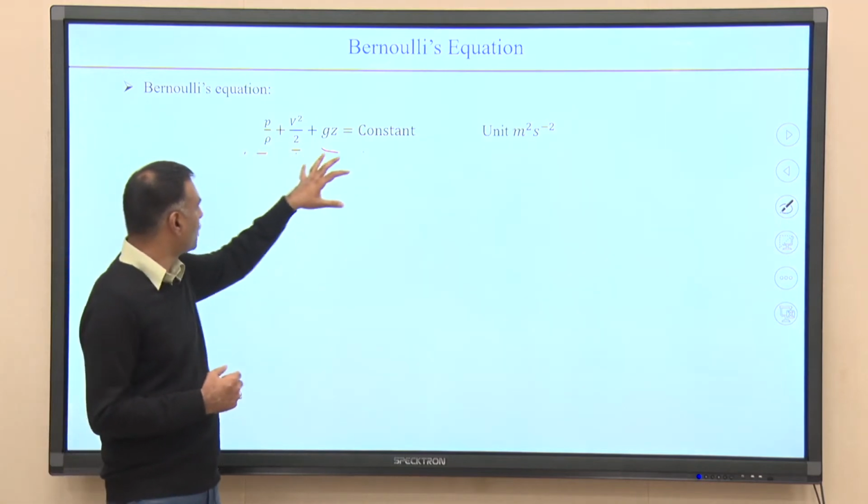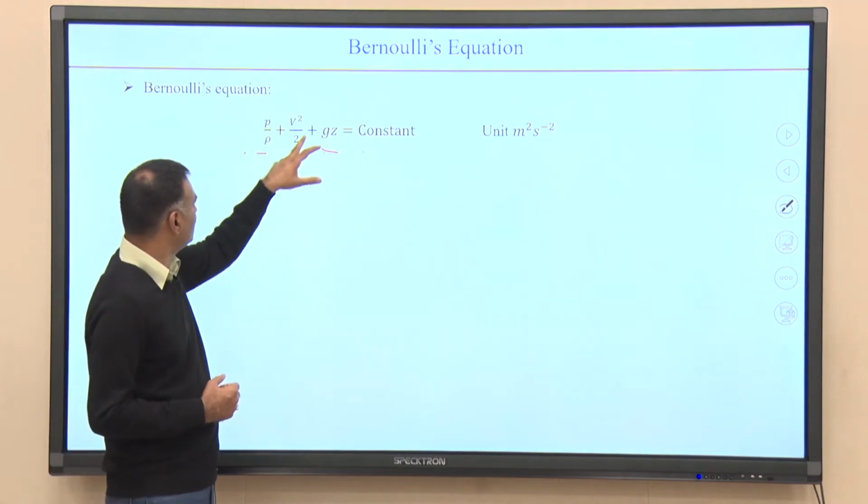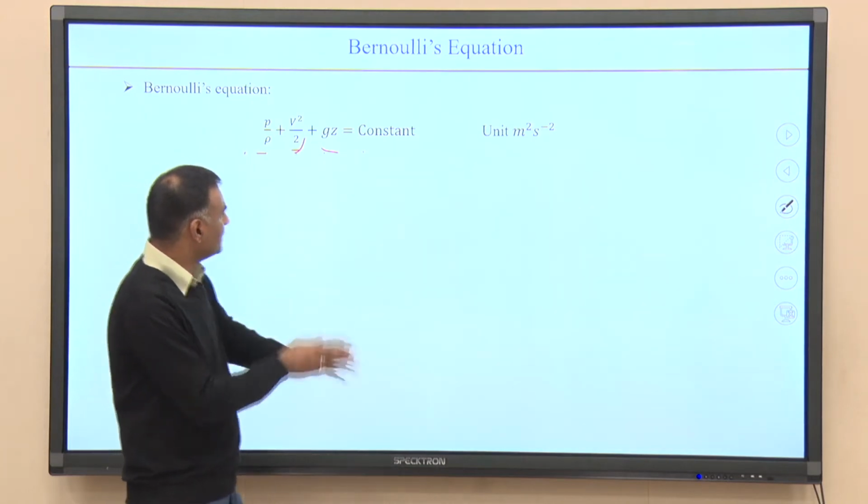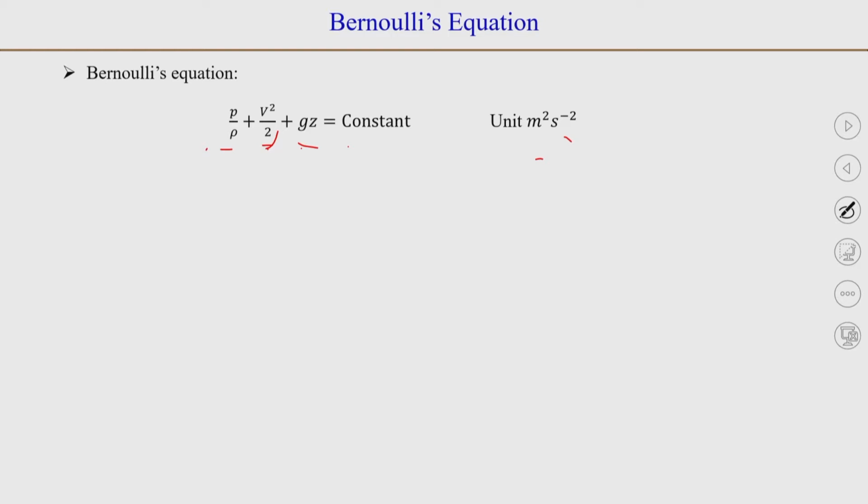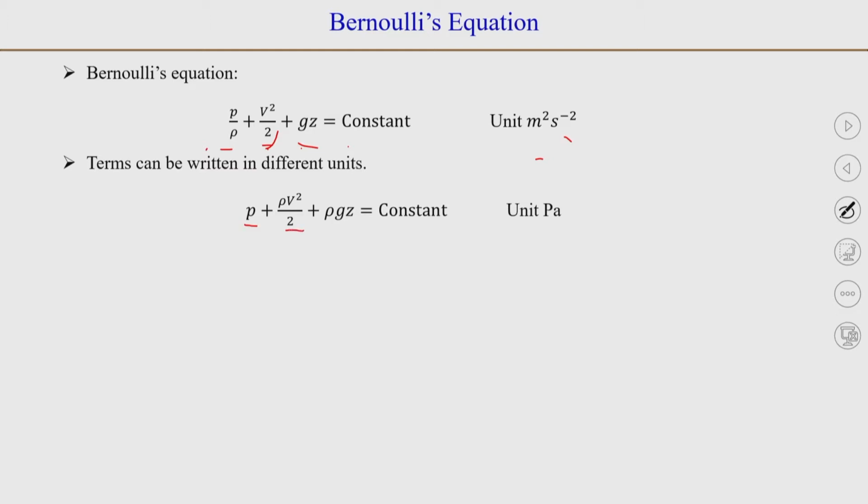Now, if we write it in this form, each term, let us say V squared by 2, is meter per second squared, that means meter squared per second squared. So, each term is in this form, or we can write this in terms of energy per unit volume, so to say. So, P plus rho V squared by 2 plus rho G Z, and you can see the unit here will be the unit of pressure, Pascal, or you can write it in terms of heads. So, this is what is called pressure head, velocity head, and the gravity head or height. So, the unit here is meter.